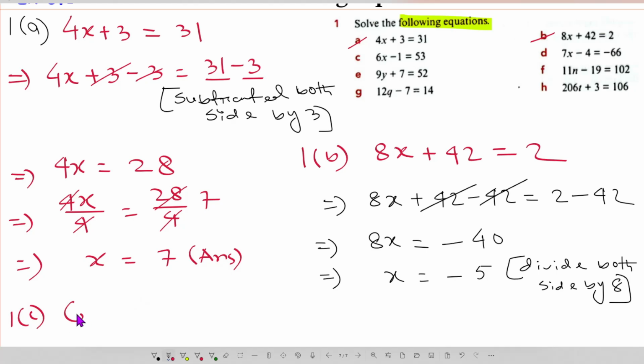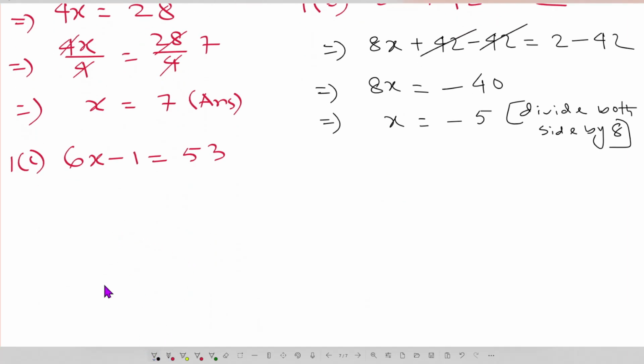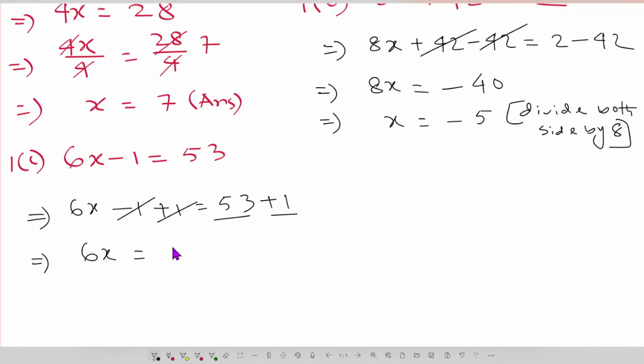1c is 6x minus 1 equals 53. So we can write 6x minus 1 plus 1 equals 53, and also plus 1. So minus 1 plus 1 cancel out, 6x equals 53 plus 1, which is 54. Now we can divide both sides by 6, so x equals 9. This is our answer.